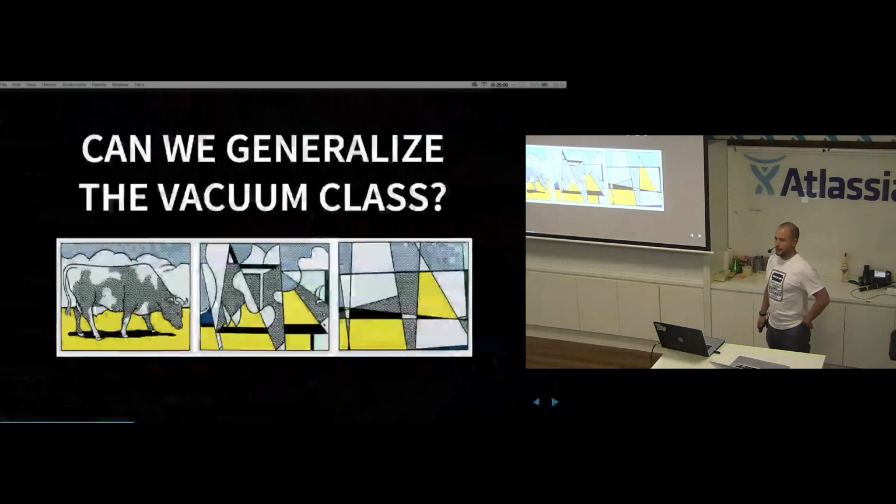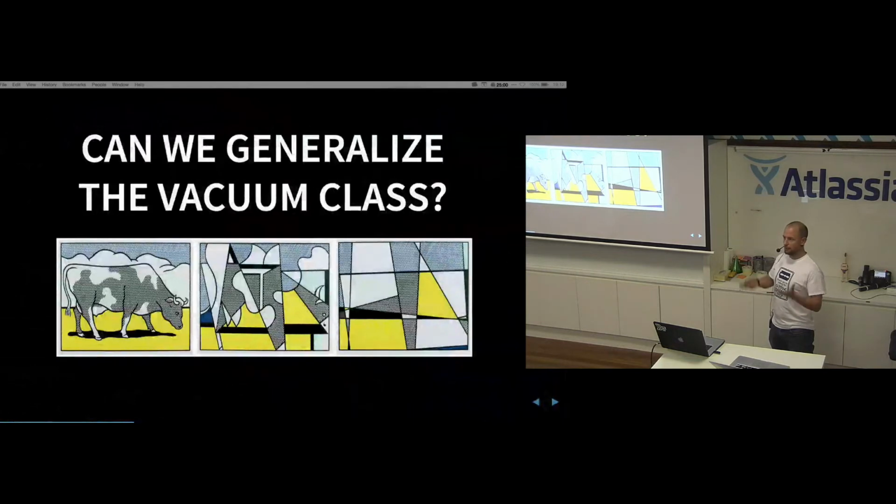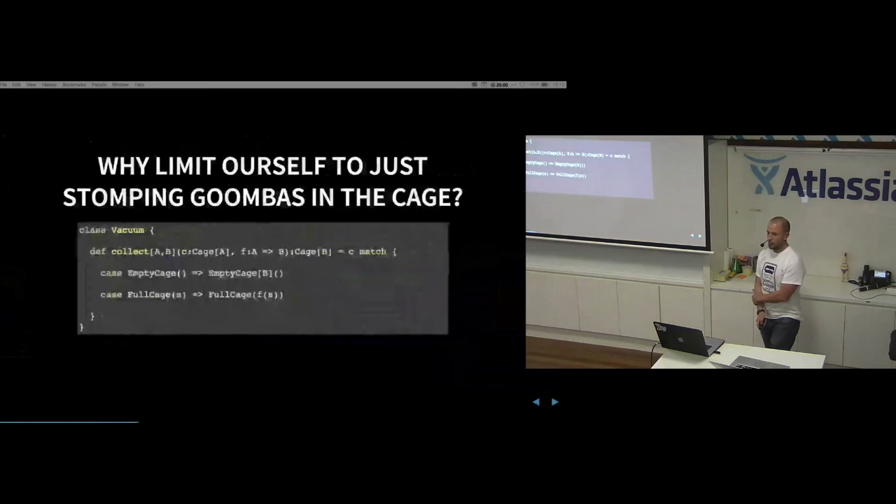Can we generalize the vacuum class? So they've got this idea now, and we want to generalize it. We want to lift that up, and we want to generalize that across the problem. Why just limit ourselves to stomping GOOMBAs in the cage? So here we've got a vacuum. We've got a cage which is filled with type A. We've got a function f which takes us from A to B. And if we have an empty cage, we can just send back an empty cage. If we have a full cage, we take what's in the cage, we apply a function, and return back a cage. So now we've got a cage which can hold any type, and a function which converts from type A to type B.